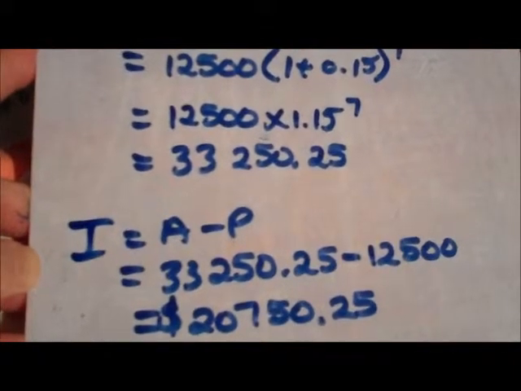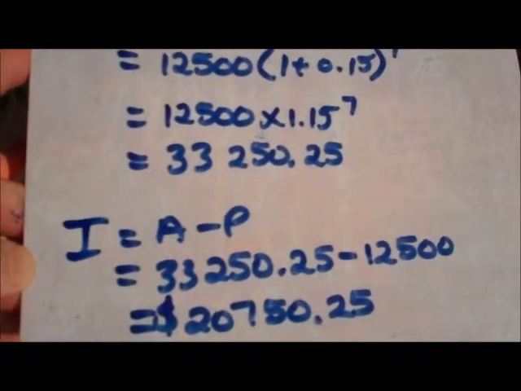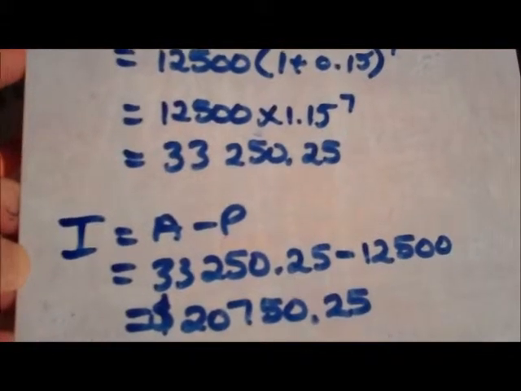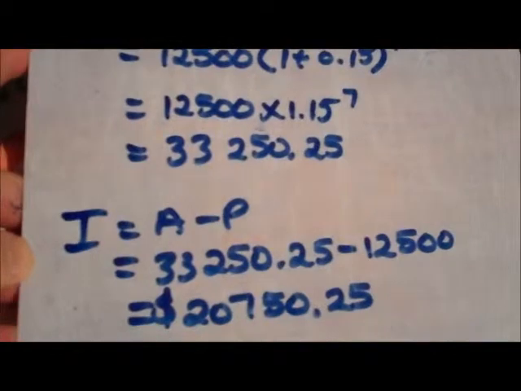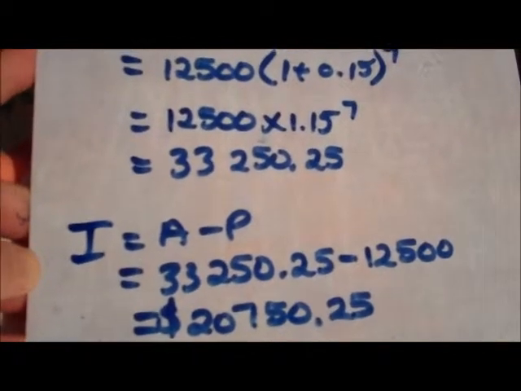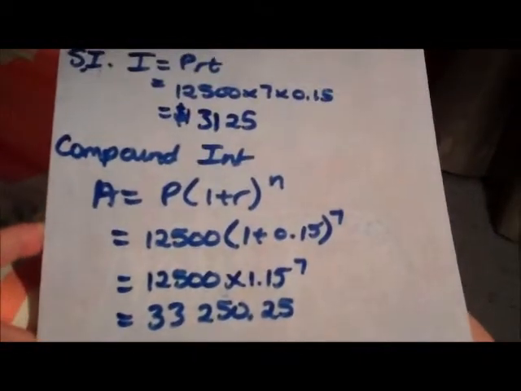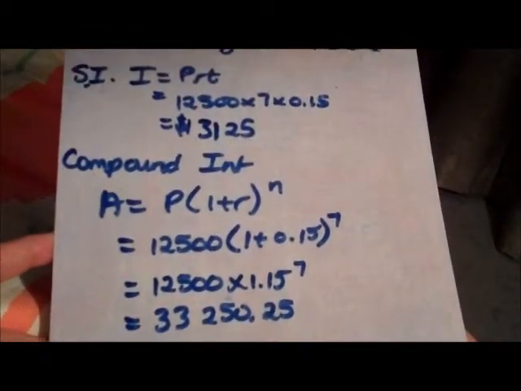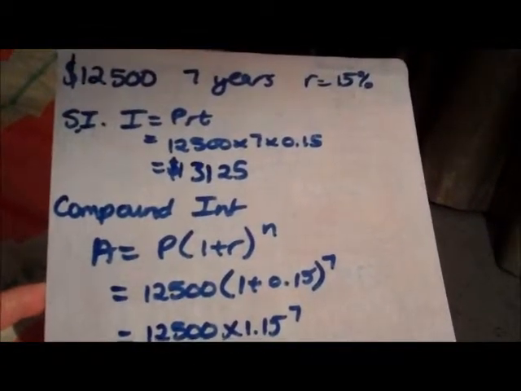The total amount of interest is the total loan amount minus the principal. So the total loan was the $33,250.25 minus the principal, which was $12,500. That gives you $20,750. So you can see by doing simple interest or compound interest, it makes a huge difference to the actual value of what you have to repay.